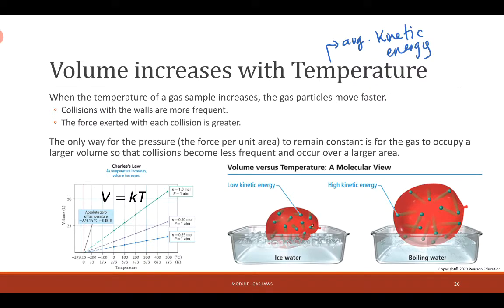So if we take this balloon in an ice water bath, these gas molecules are, on average, moving slow because they're cold, moving slower. And so you can see here the tails are not moving very fast. In this balloon, the number of collisions with the sidewall and external, these are equal and opposite, and so the balloon is at constant pressure.